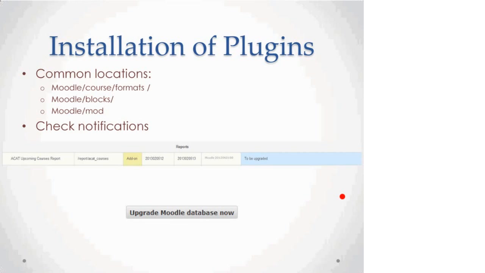So once you've chosen a plugin and you've checked you're allowed to install it, and now you want it, you need to download it onto your site.